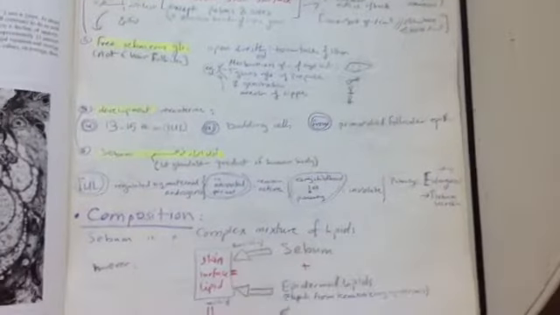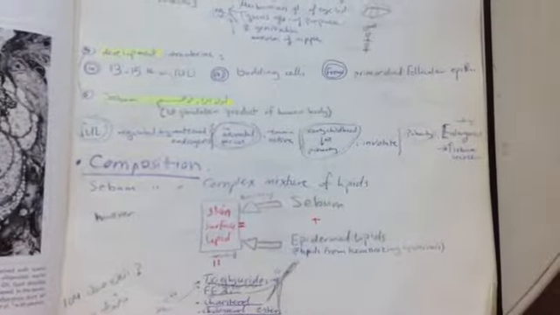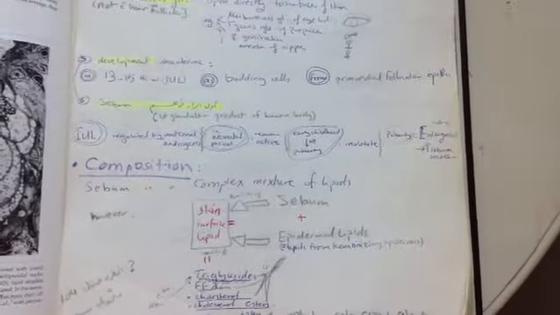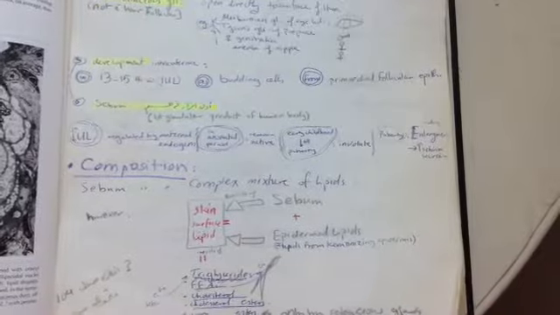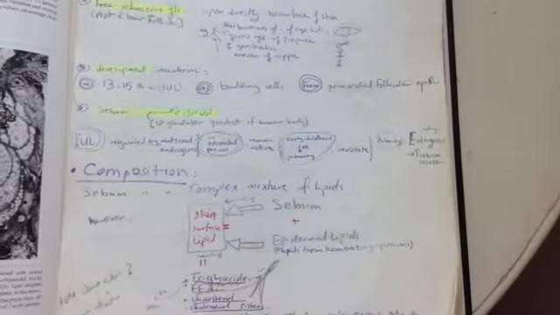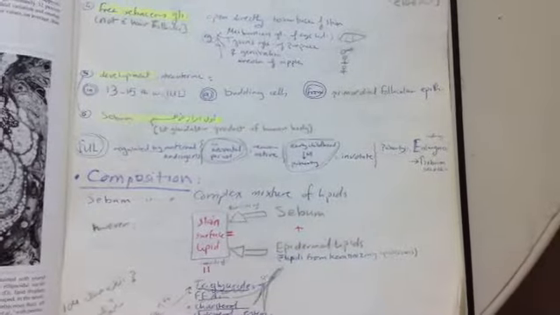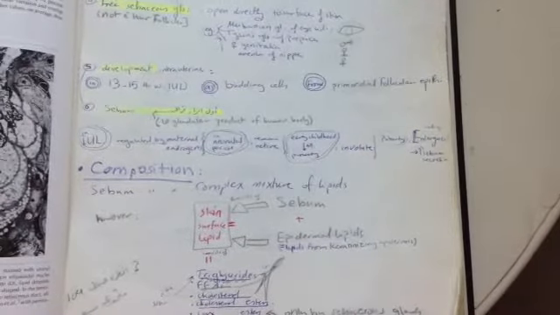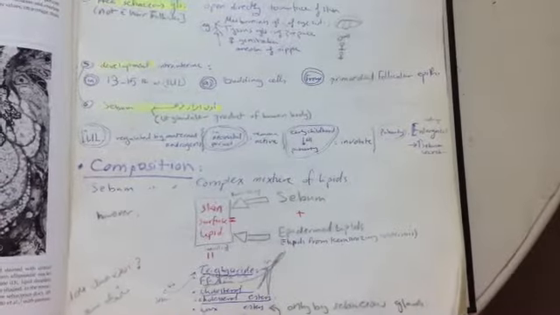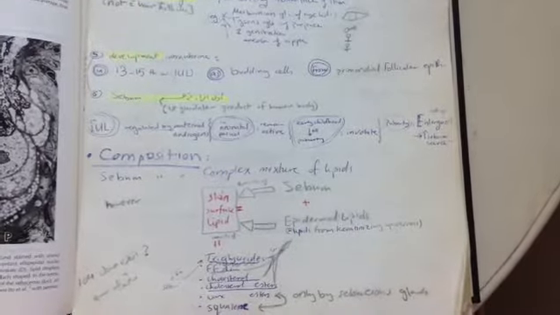The development: intrauterine, it occurs in the 13th to 15th week of intrauterine life, as budding cells from the primordial follicle epithelium. And the sebum, which is the first glandular product of the human body, in intrauterine life is regulated by maternal androgen, and in the neonatal period it remains active, and in early childhood till puberty it involutes.